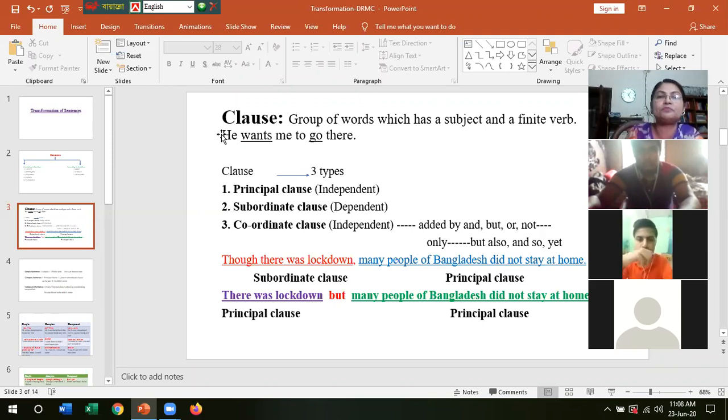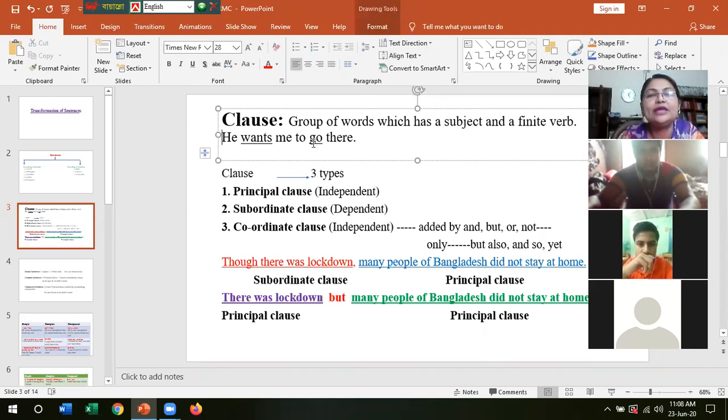I'm giving you an example. He wants me to go there. Here, the subject is he, and he is third person singular number. And then we have used the verb wants. Look, observe carefully, wants. This is the verb. And we have used wants because this depends on the subject he. He is third person singular, that is why we have used wants. So wants is the finite verb.